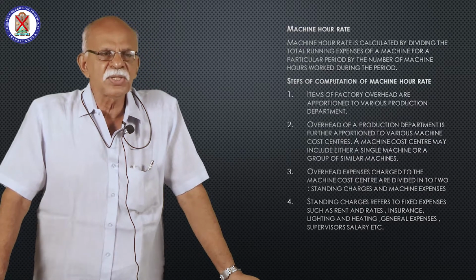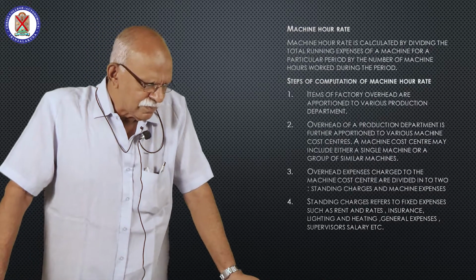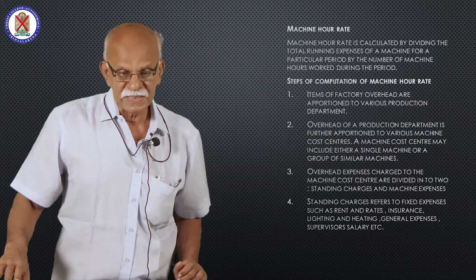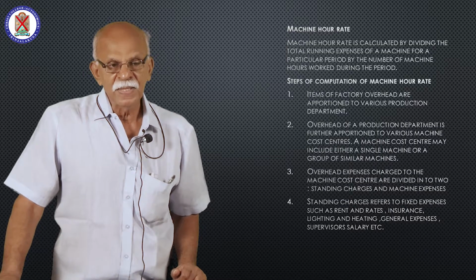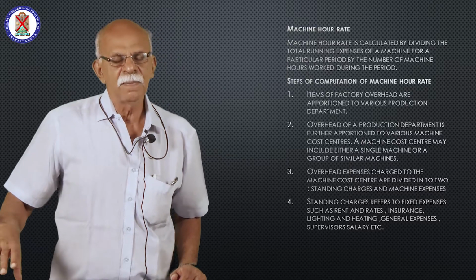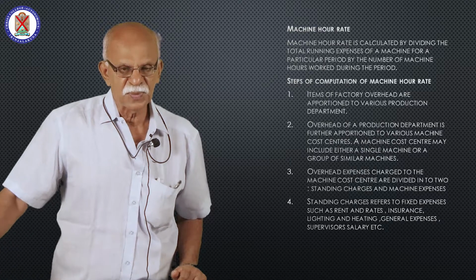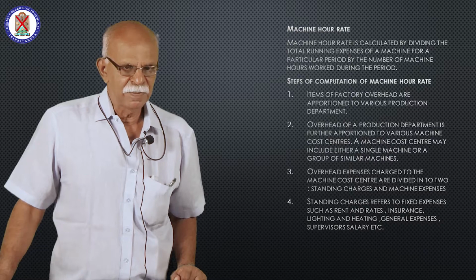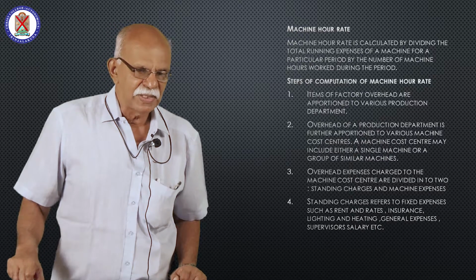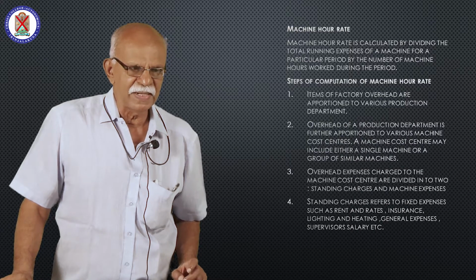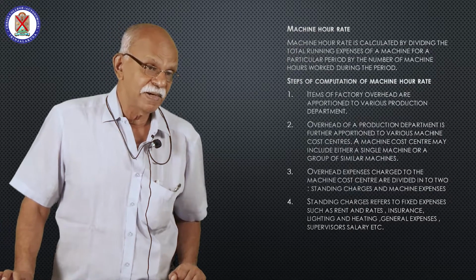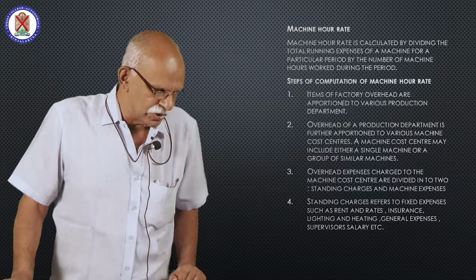Now the next step is that standing charges or fixed charges per hour is calculated by dividing the total standing charges by the machine hours for that machine center. I shall repeat it once more. Standing charges per hour is calculated by dividing the total standing charges by machine hours.